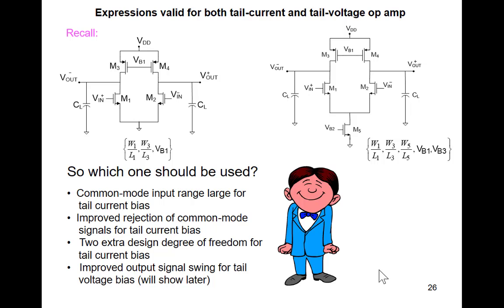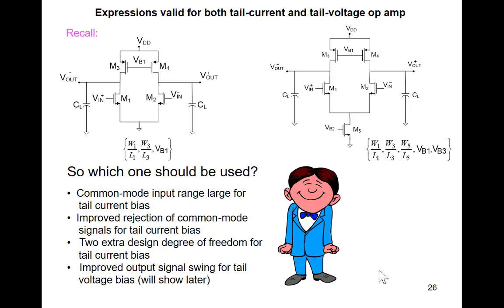This might be a low gain amplifier. If there's a big voltage on this terminal, that will cause a large common-mode input. The input will go up a lot, down a lot. Everybody with me? This voltage and this voltage are about the same. So if this voltage is going up and down, your common-mode input is going up and down with the input. Common-mode input range is large for tail current biases.